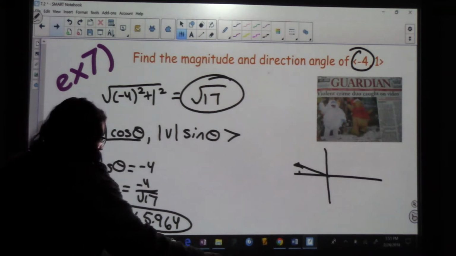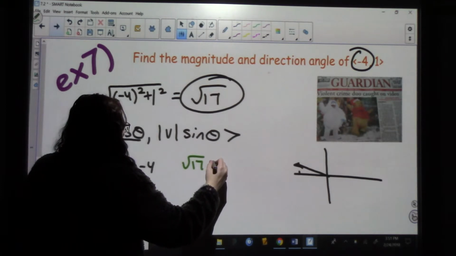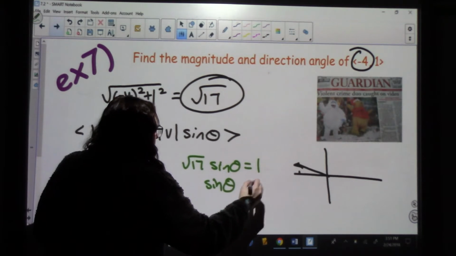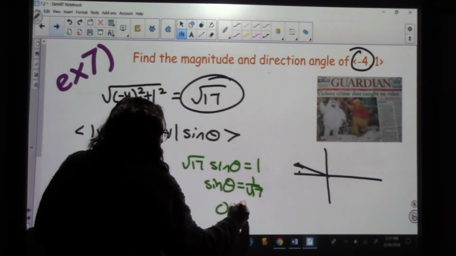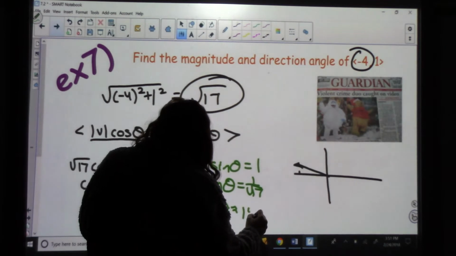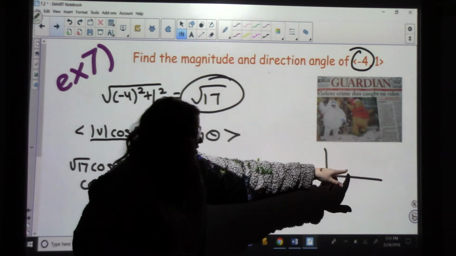But let me show you the sine one. I would have square root of 17 sine theta equals 1. So sine theta would be 1 over square root of 17. So I take that, do the inverse trig, and I get 14.036, which does not make any sense. That angle is somewhere over here.